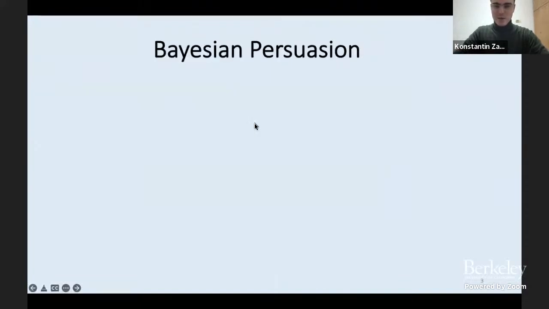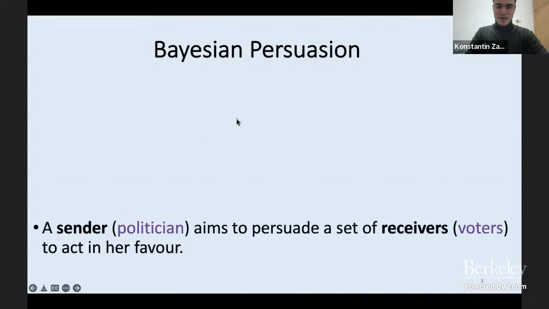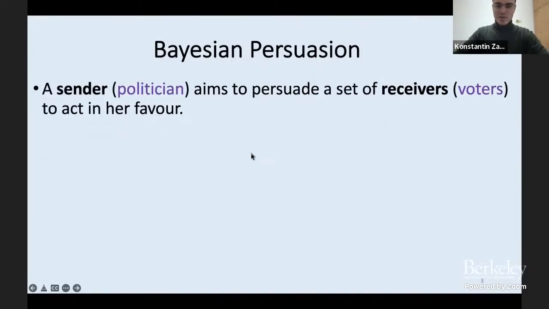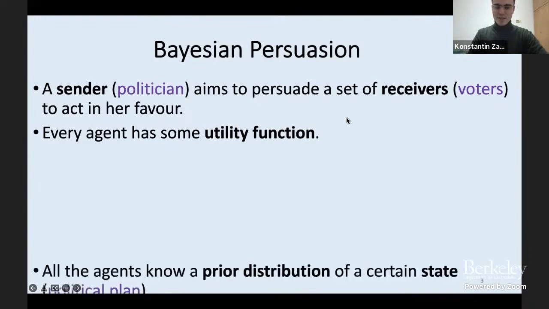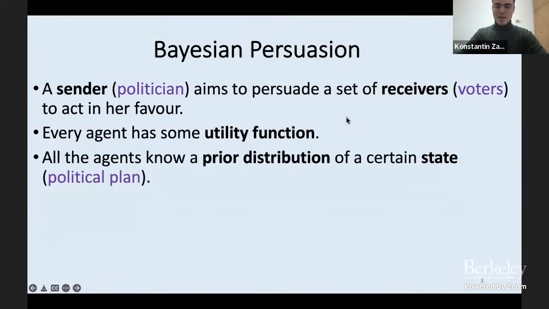A standard mathematical model capturing this situation and many others is called Bayesian persuasion, and we've already seen a variation of this model in the previous talk. So in the general Bayesian persuasion model, there's an agent called the sender, for example, the politician, who aims to persuade some set of receivers, for example, the voters, to act in the sender's favor. They assume that each agent has a utility function, and also there is a certain state, the value of which is known to the sender but not to the receivers.